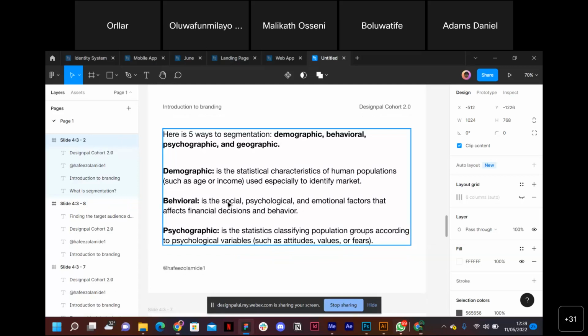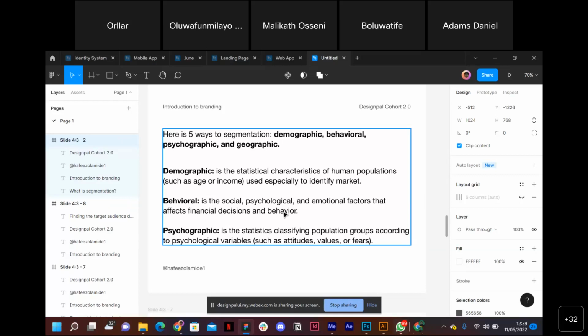So the second part is behavioral. This is the social, psychological, and emotional factors that affect financial decision or behavior. So behavior is more of talking about, oh, I love this brand, maybe because I see one particular thing in that brand that is making me patronize the brand.